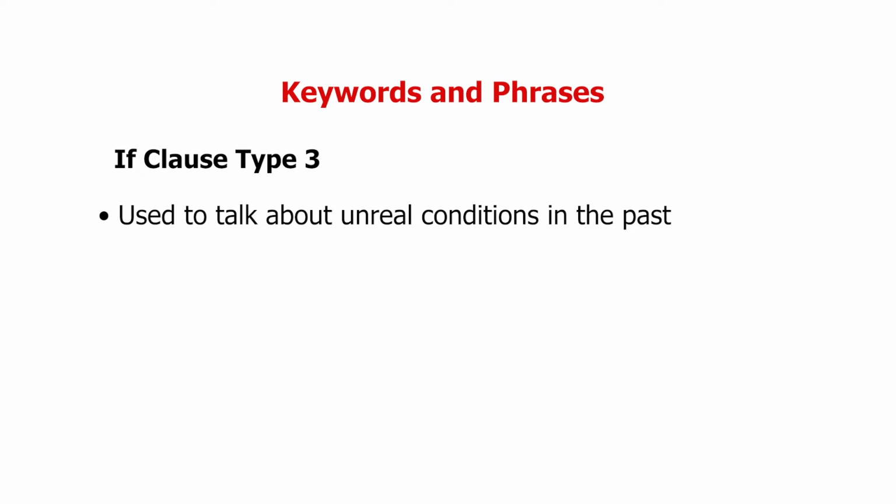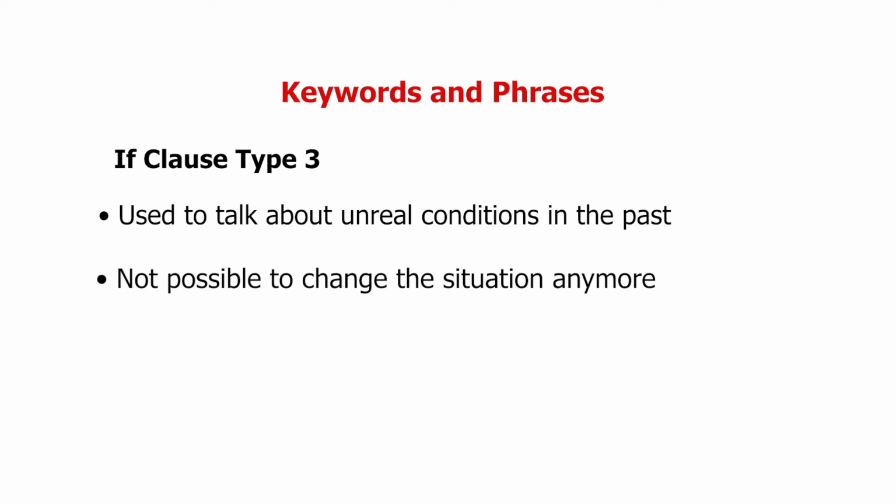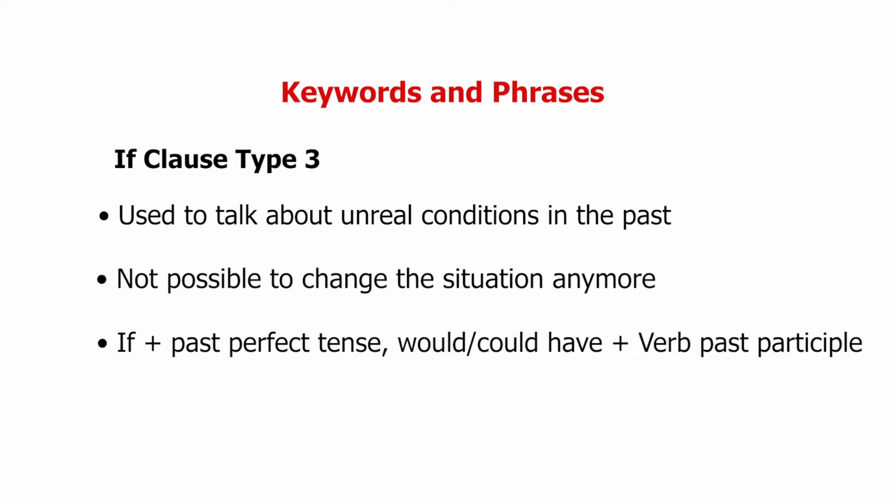Let's have a look at today's keywords and phrases. We have learned how to form sentences with if clause type 3. It is used to talk about unreal conditions in the past. In this case, it's not possible to change the situation anymore. Don't forget, we are just speculating. We also learned the structure. If is followed by past perfect simple tense, and the second half is formed with would or could, followed by have, and the past participle form of the verb.